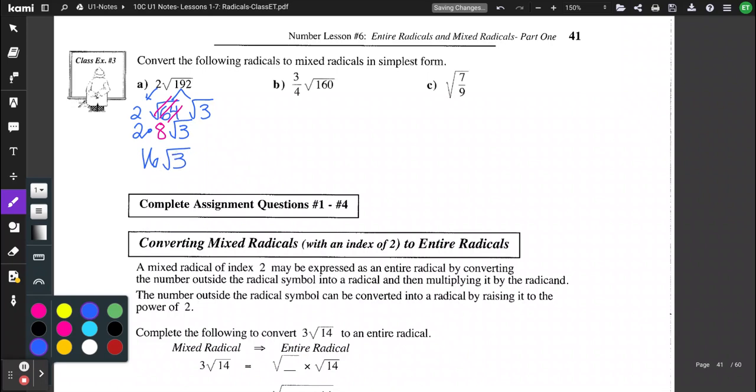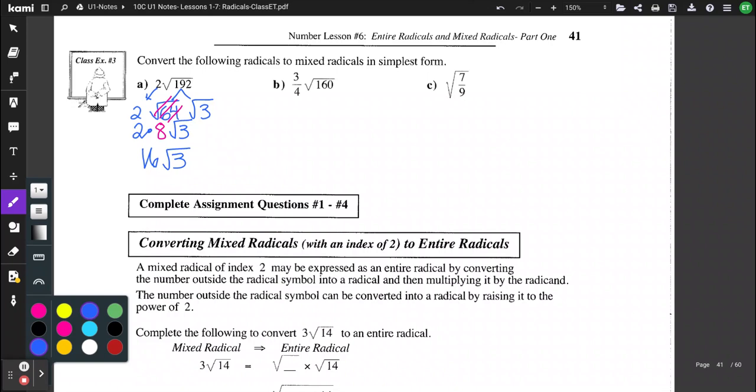And again, to check your work, check your decimals and you'll be fine. Now, if you're confused about what that means, I'm going to show you real quick. By checking your decimals, I mean write your original in. So I would go 2 times square root 192. I get my decimal answer.